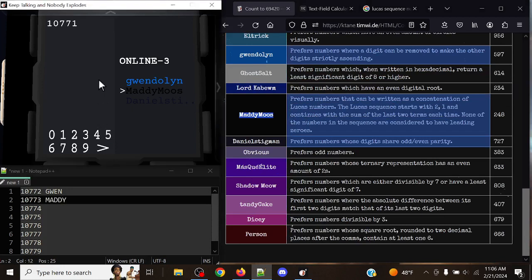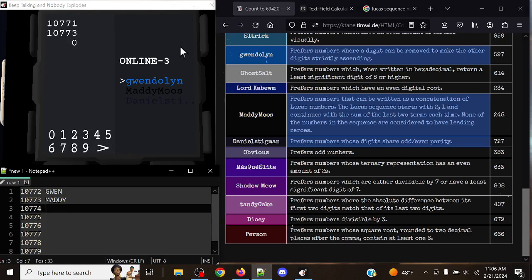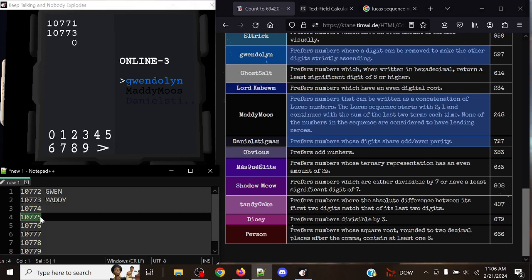And now what we want to do is enter 10773 into the module, pressing the little arrow key. And just like that, it's happy with that. So now, Maddie typed the previous number, and we're now looking for Gwen's rule to apply. So therefore, it's going to be between Daniel Stigman and Gwen, and they're both not going to have cases that apply because the strictly ascending rule is screwed up, and they're not going to share parity whatsoever.